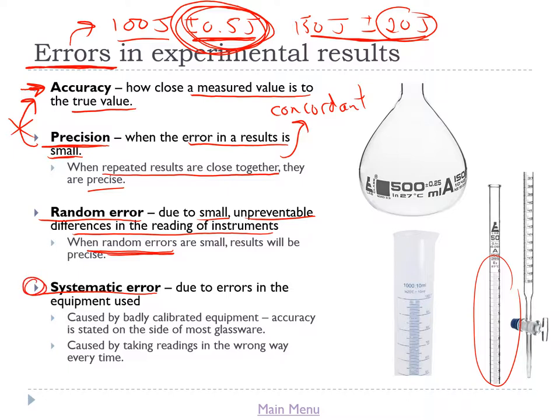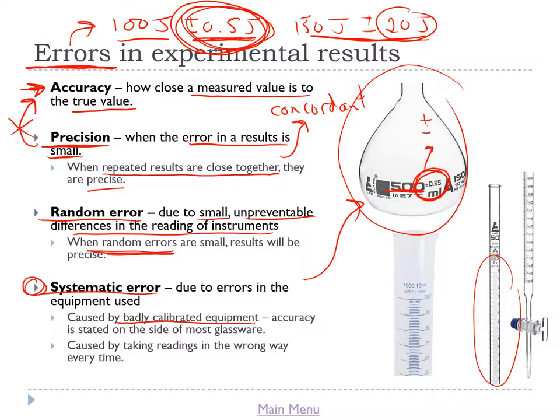Now, systematic error is due to errors in the equipment used, caused firstly by badly calibrated equipment. So for example, let's take the idea of this volumetric flask. It says it contains 500 milliliters when the solution is made up to the calibration mark, but if you see here, we've got the systematic error in it, which is plus or minus 0.25 centimeters cubed. That means when it's full, this thing could contain anywhere between 499.75 to 500.25 centimeters cubed, and we've got no way of knowing where it is in that range.